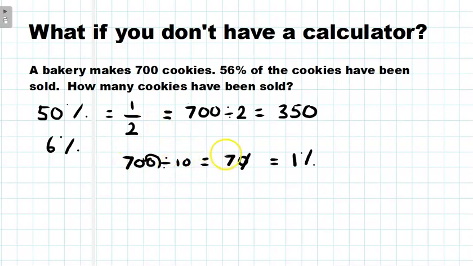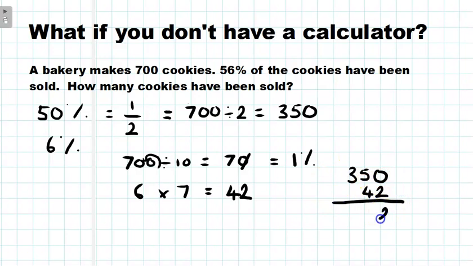What I know, though, is that I've got 1% is 7, and I need 6, so that would be 6 times 7, times tables time again, which is 42. That would be my 6%. Add them together, 350, add 42. Do the column method, 2, 5 and 4 is 9, 3 add nothing is 3, so 392. They have sold 392 cookies.